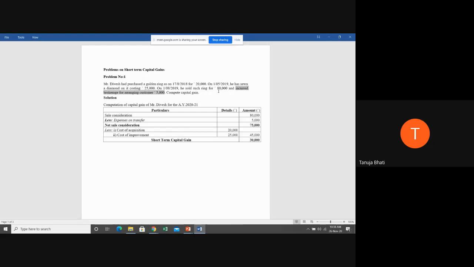Now, once you have understood the different terms, second, how will you identify whether it is a short-term capital asset or a long-term capital asset? Simple. From the date of purchase up to the date of sale. Date of purchase is 17th August 2018 and date of sale is 1st August 2019. So you have to see the period of holding by Mr. Divesh. For what period is he holding the golden ring? Is he holding it for more than 36 months or less than 36 months, students?